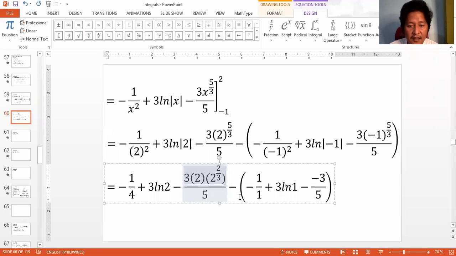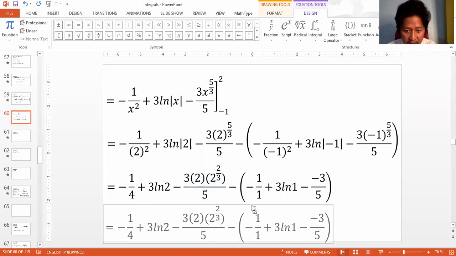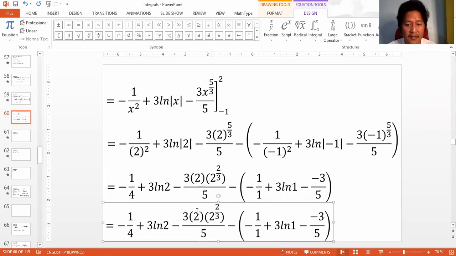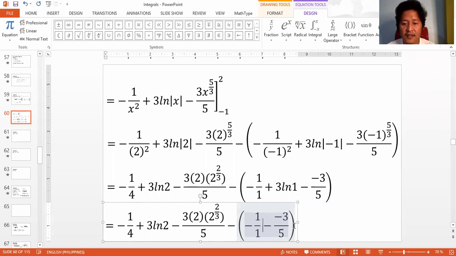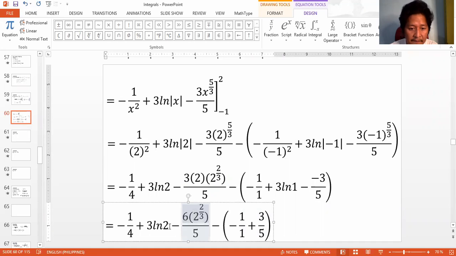Okay, now next, we just simplify further. Luckily, this one, ln of 1 is just 0. So we can just remove that. I can just place it on the next slide. So this will just be 0. So I can remove this already. Okay. And this is negative and a negative. So I can make this a positive. Ito naman, I can multiply this already. So 3 times 2 is simply 6. Okay. And then ito, as is na lang itong mga to.